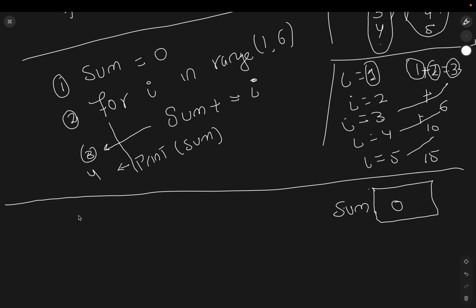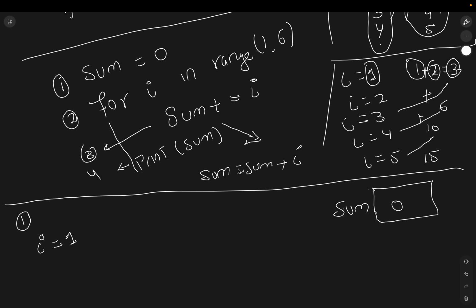Now let's say this is iteration 1, the first iteration, right? In the first iteration, what is happening here? For i in range 1, what will be the i value here? The i value here will be 1, right? And is this 1 less than 6? The condition is true. Then what will we be doing? Sum plus equal to i. Can I say this is something like sum equal to sum plus i, right?